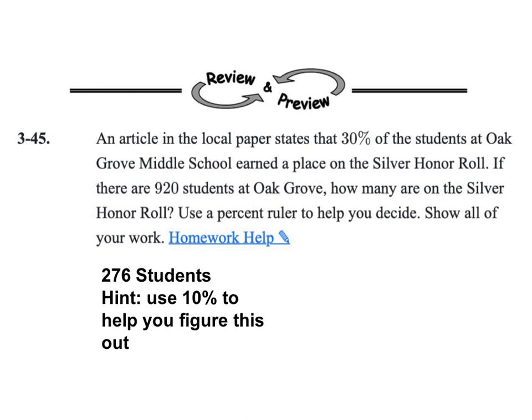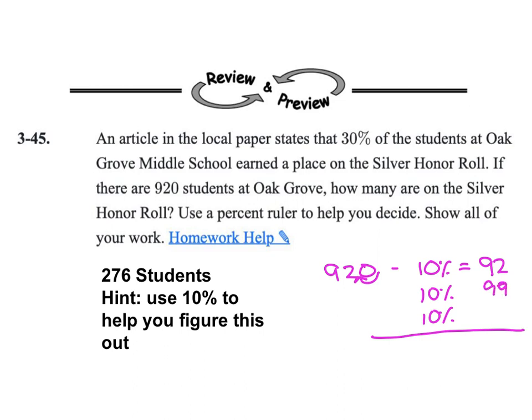So if you're looking at 920, 10% would equal 92, right? You're moving the decimal over. And to get to 30%, you would need 3 of those. Whoops, not 99, 92. And if you add those up, you get 30%. And if you add these up, you get 276.